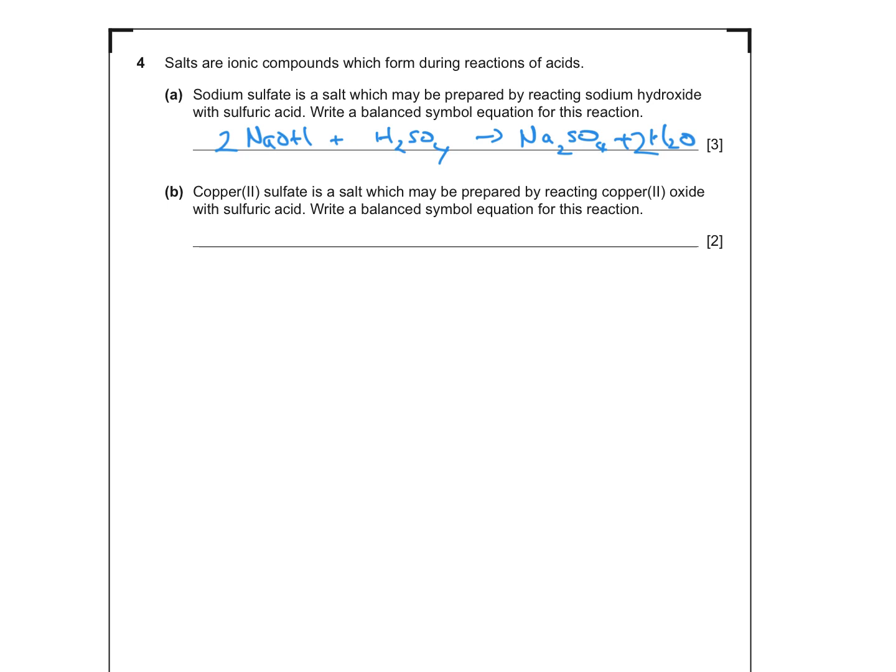The next one then is reacting copper oxide. So copper has a valency of 2, and the oxygen has a valency of 2, so it's just CuO. We do not write Cu2O2 because those 2's will cancel.